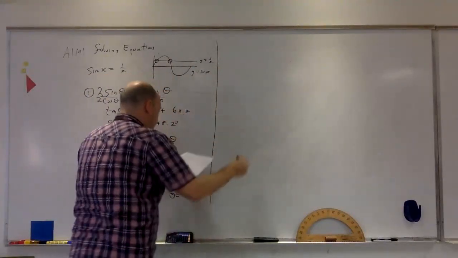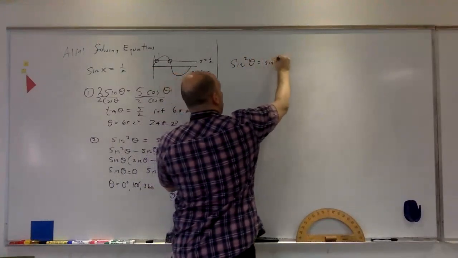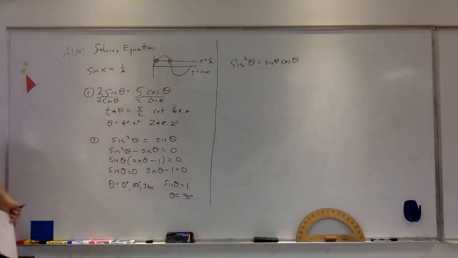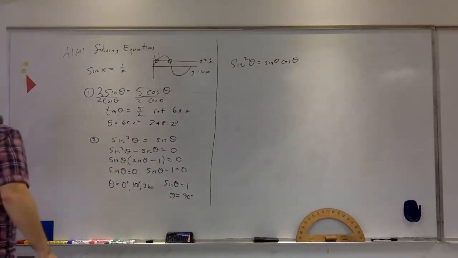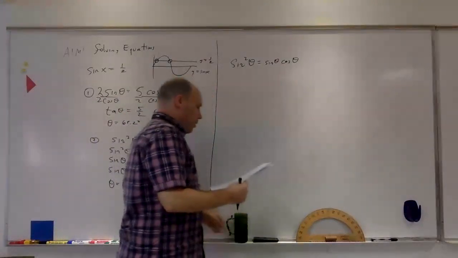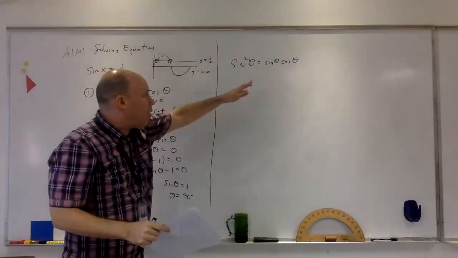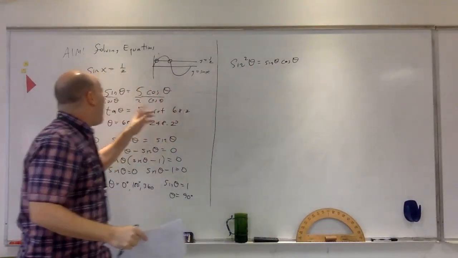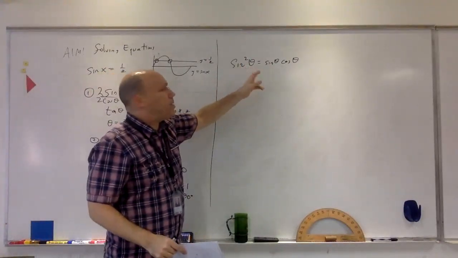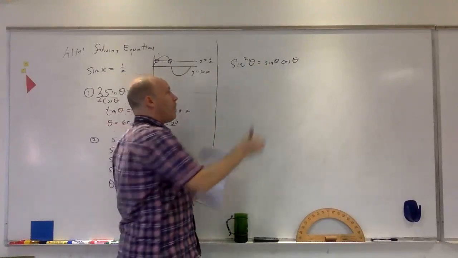How about sine squared theta is equal to sine theta cosine theta. Same idea here. We don't want to cancel anything out because it might be 0. Some people might say, well, divide both sides by sine. No. Move everything over to the left again.